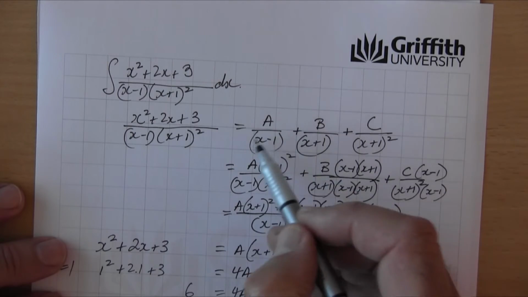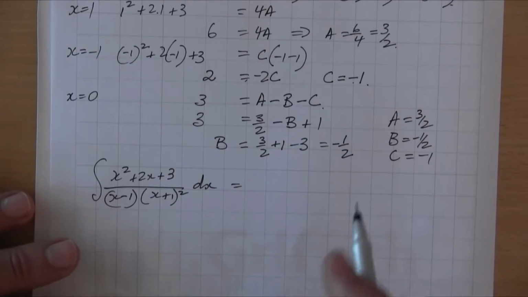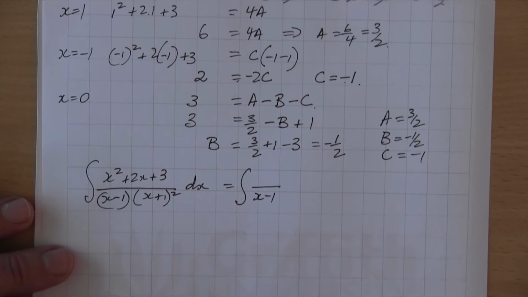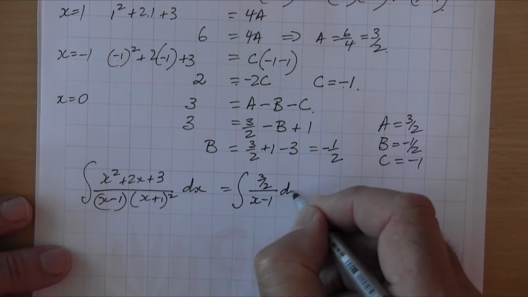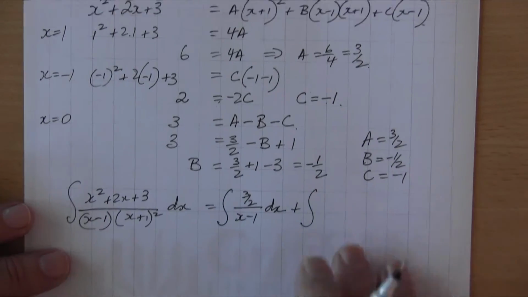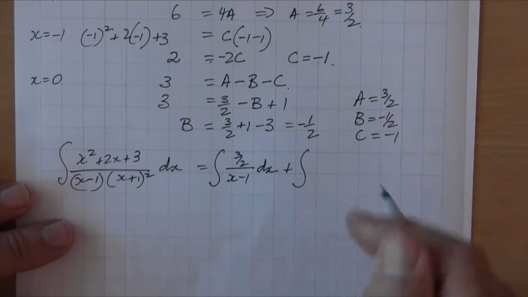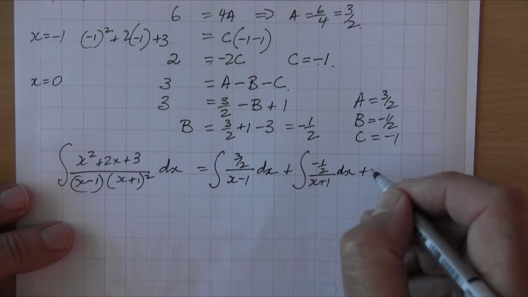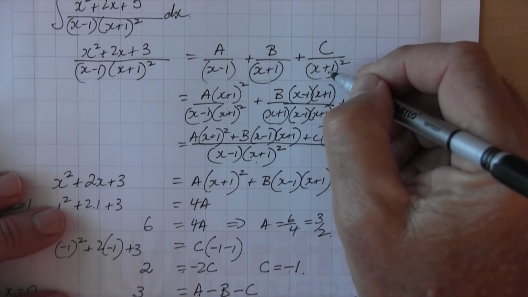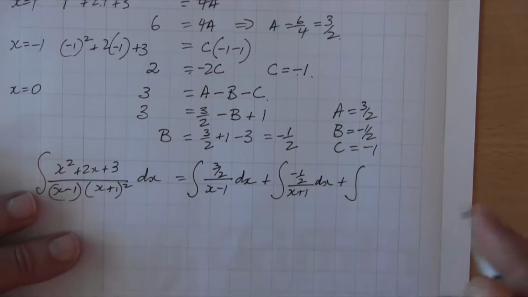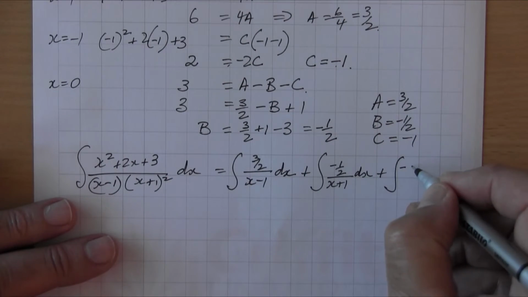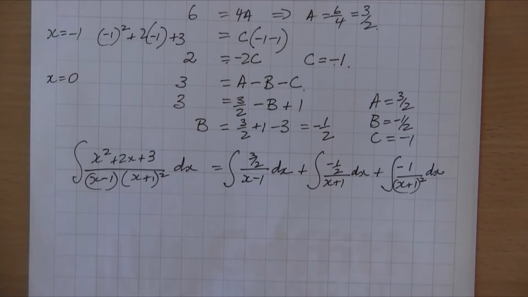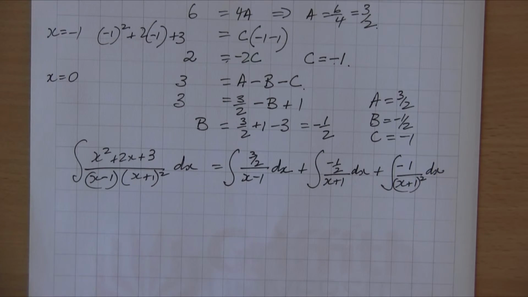So the integral of all of that will be the integral of each of those. So it'll be the integral of a over x minus 1, and a is equal to 3 on 2, dx, plus the integral b over x plus 1, b was equal to -1/2, over x plus 1 dx, plus the integral c over x plus 1 squared, so c was equal to -1, over x plus 1 squared dx. So we've got 3 integrations there to do.